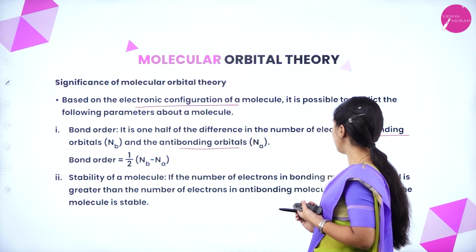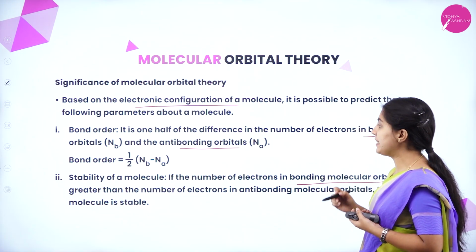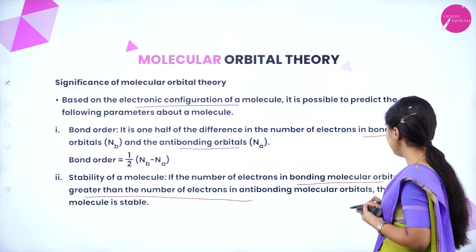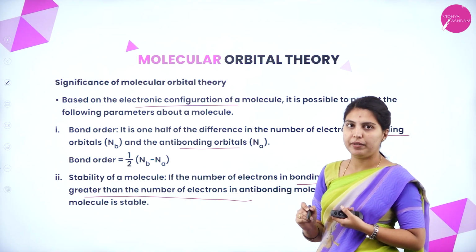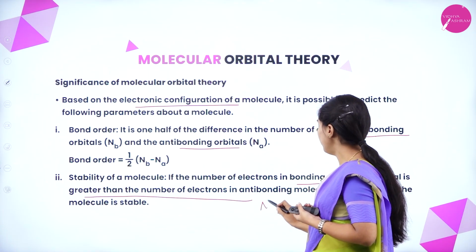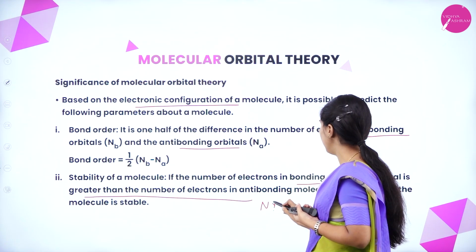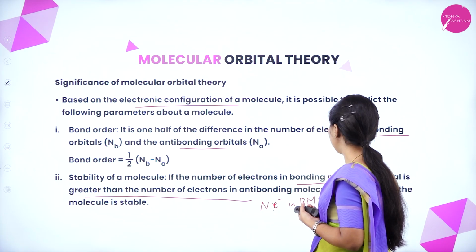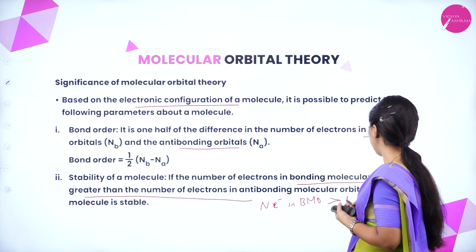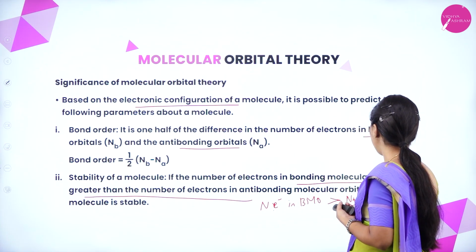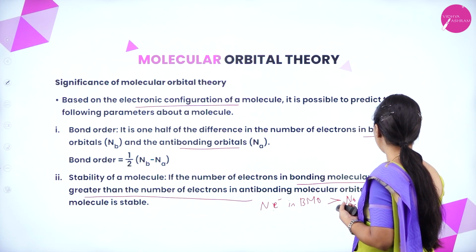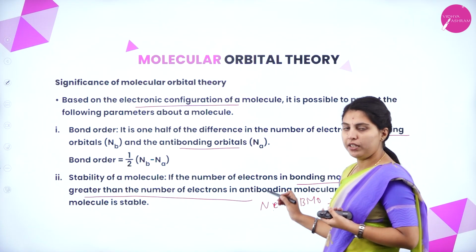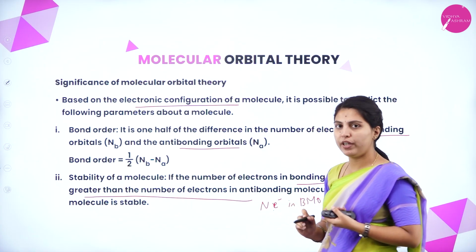If the number of electrons in bonding molecular orbitals is greater than the number of electrons in anti-bonding molecular orbitals, then the molecule is stable. This tells us the stability of a molecule.